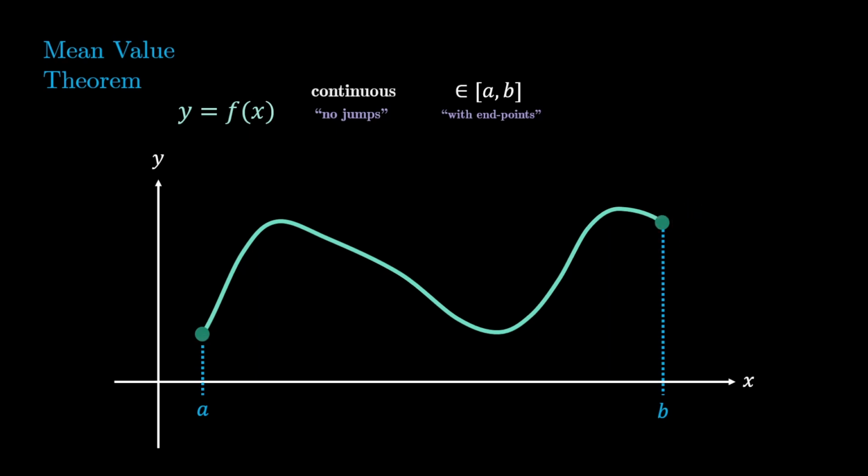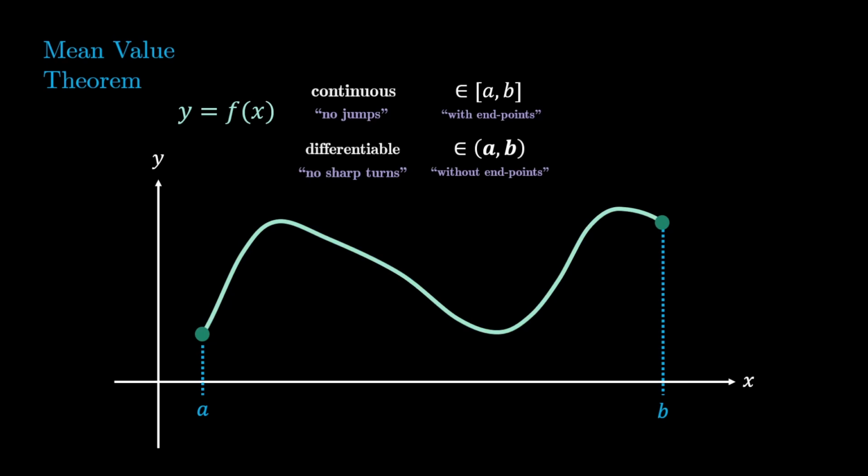We also assume that it is differentiable on the open interval a to b. By differentiable, we mean that it has no sharp turns. Anywhere on this curve, it is not pointy. It is smooth throughout. And by open interval, we mean without the endpoints. So this interior yellow region.